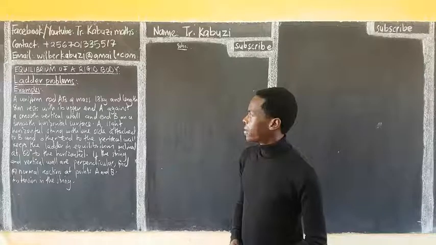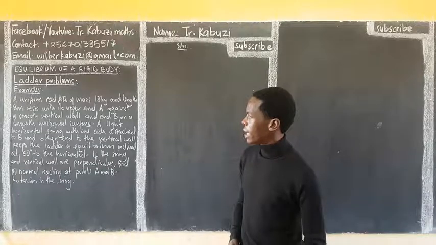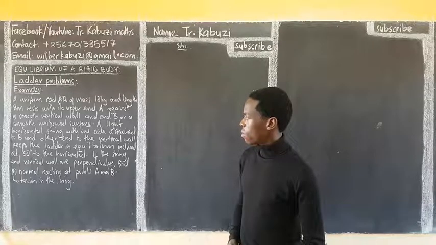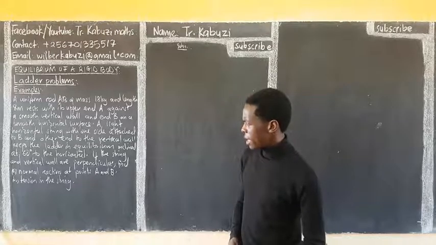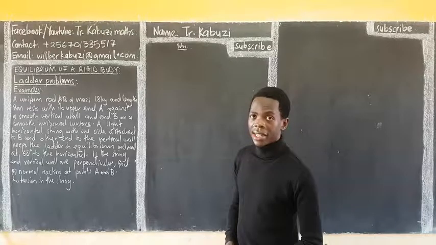First of all, a light horizontal spring with one side attached to B and the other end to the vertical wall keeps the ladder in equilibrium inclined at 60 degrees to the horizontal. If the spring and the vertical wall are perpendicular, find the normal reactions at points A and B and then the tension in the string.